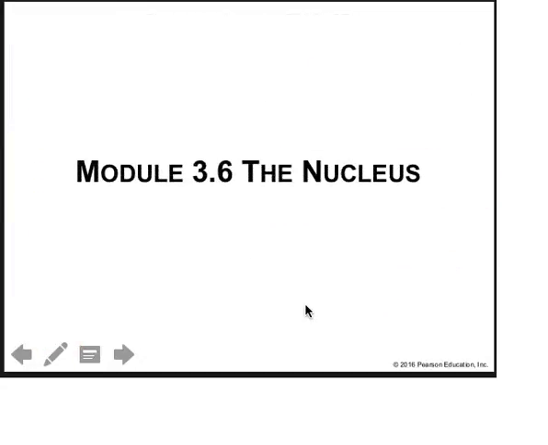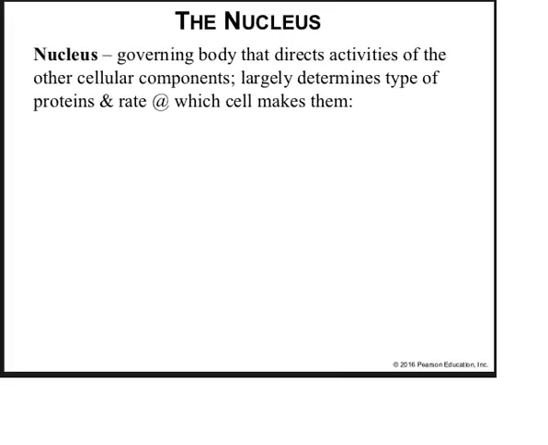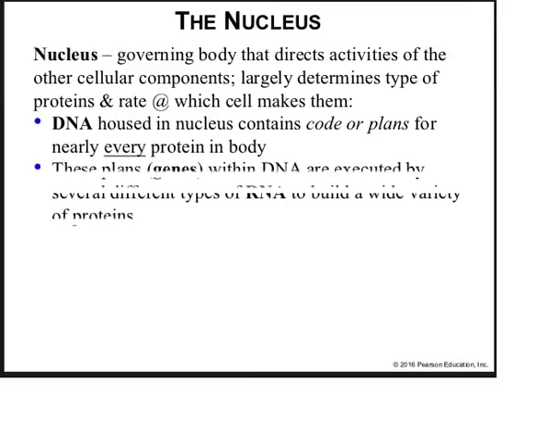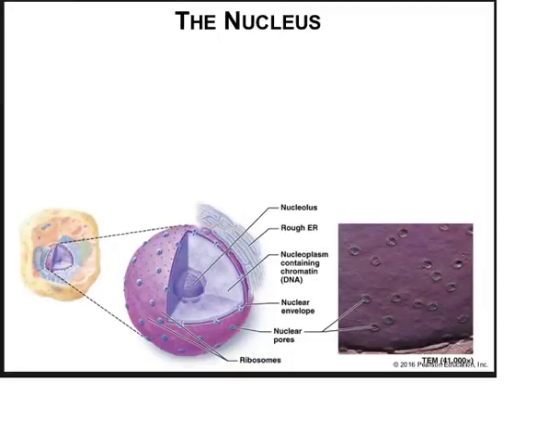Our next topic is the nucleus. It's the governing body that directs the activities of other cellular components, and it determines the type of proteins and the rate at which the cell makes them. DNA is housed in the nucleus and contains the code for nearly every protein in the body. These plans, which are arranged in information blocks called genes within the DNA, are executed by several types of RNA which build a wide variety of proteins.